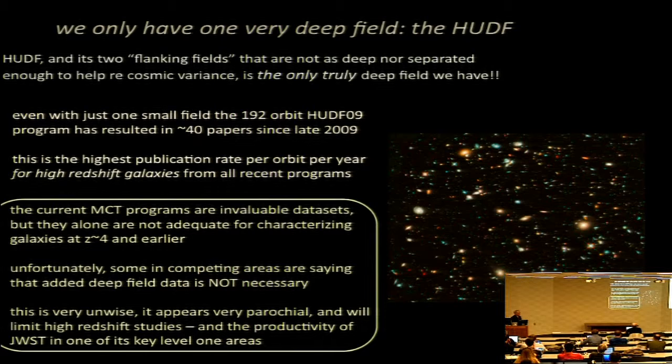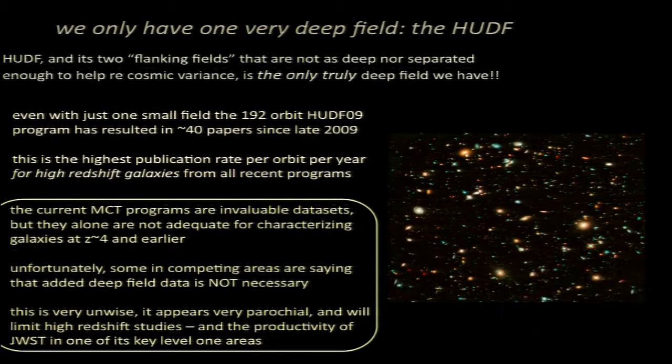So we need to get to deep fields. So let me just say this. We basically only have one very deep field at this stage. I'm very worried about going into JWST with one. JWST does not do optical UV data. Near infrared, yes. And so, unfortunately, it's proving hard to get people to focus on this particular aspect.